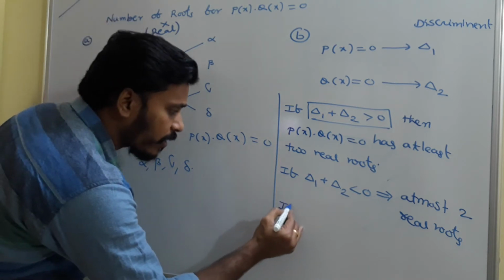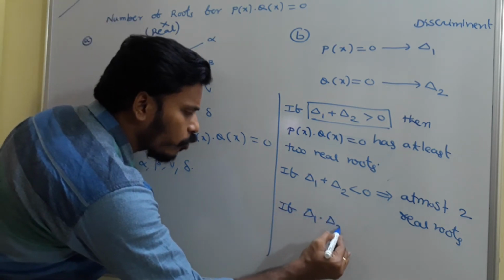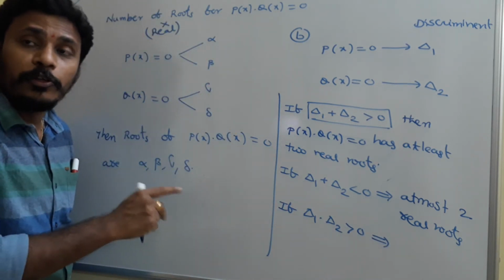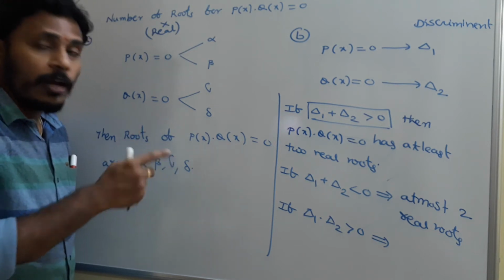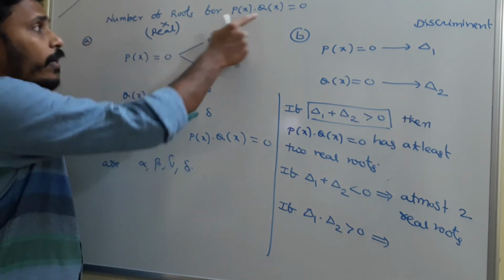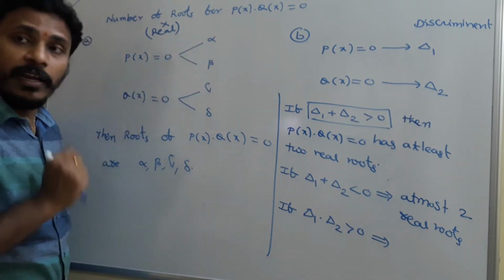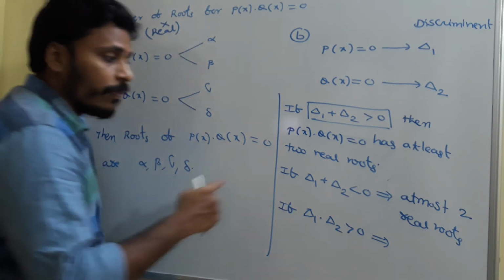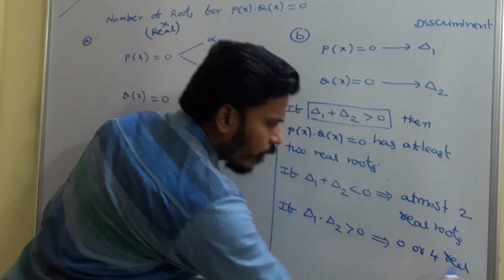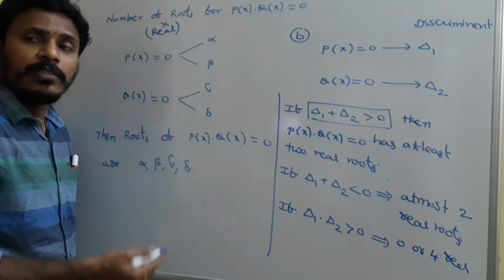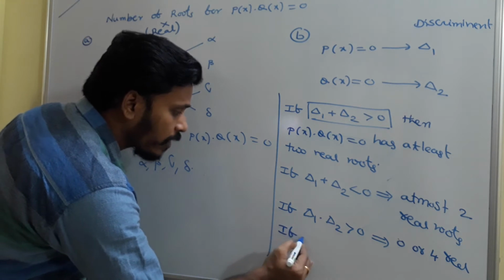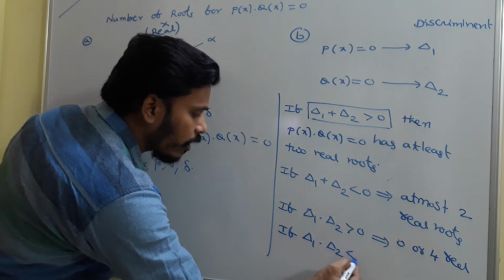And the next case, if delta 1 into delta 2 is greater than 0, just think about it. The product is positive now. Since the product is positive, either both are positive or both are negative. If both are positive, this product has 4 real roots. If both are negative, this product has no real roots. Then your choices are 0 or 4 real roots. As per the situation, sometimes the product has no real roots, sometimes the product has 4 real roots. And the last possibility is delta 1 into delta 2 less than 0.